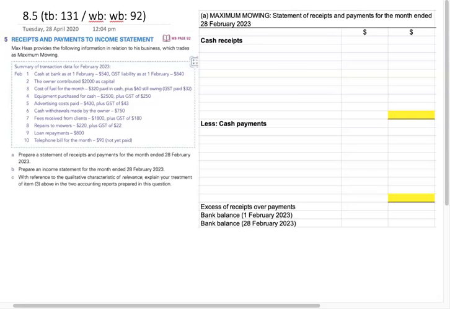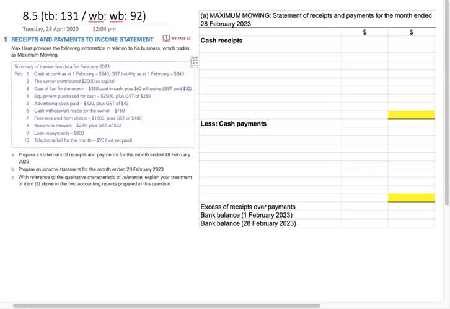Hi class, this video is going to go through how to complete exercise 8.5 of your textbook. You'll find this on page 131, and in your workbook on page 92. I always recommend having both open, pausing the video as we go, and working through it with me.